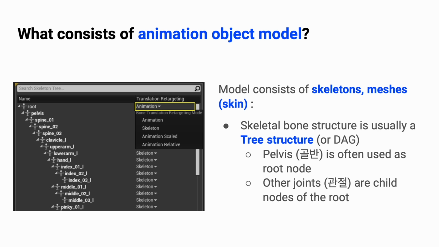Before talking about motion retargeting techniques, it is better to know about the components of an animation object model first. An animation object model consists of skeletons and meshes, which we usually know as skin. The skeleton bone structure is usually a tree structure, or in some cases like robots, a directed acyclic graph is used too. As you can see in the picture, the pelvis, which we know as 골반, is often used as the root node, and other joints, which we know as 관절, are child nodes of the root.